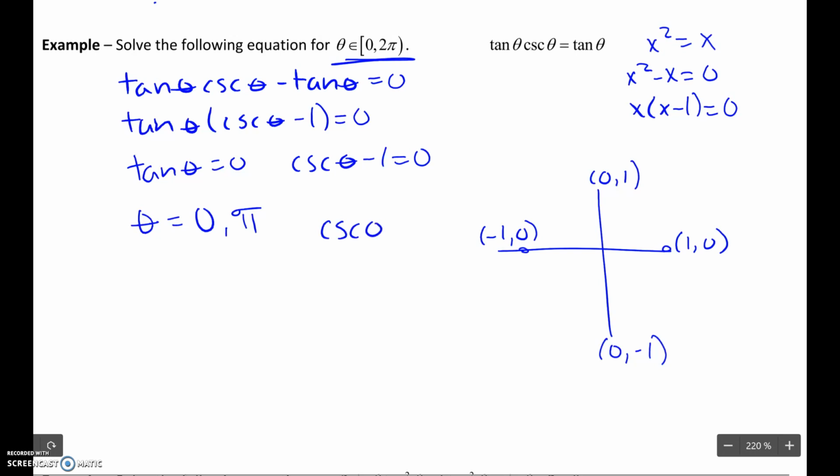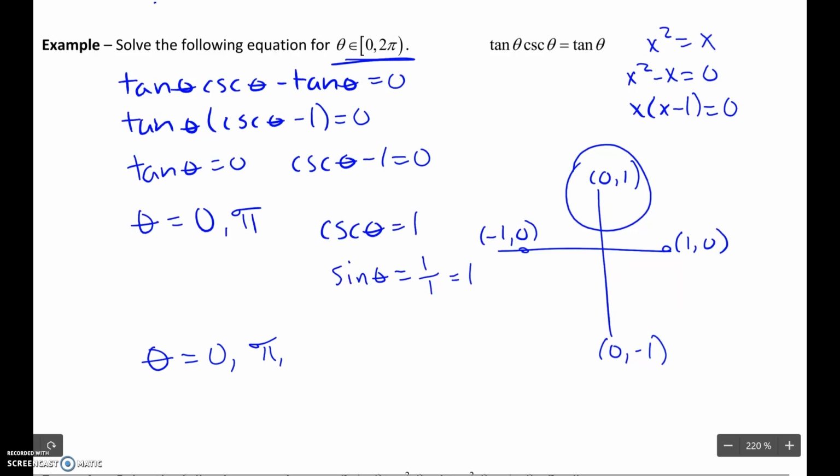Now, cosecant theta equals 1, which means the sine of theta equals 1 over 1, which is just 1. So when is your sine 1? Well, it's just 1 right here at pi over 2. So my answer, theta equals 0, pi, and pi over 2. That's all you do there.